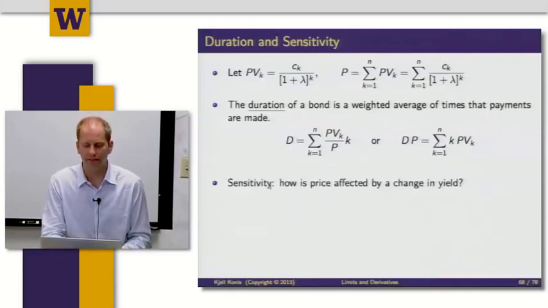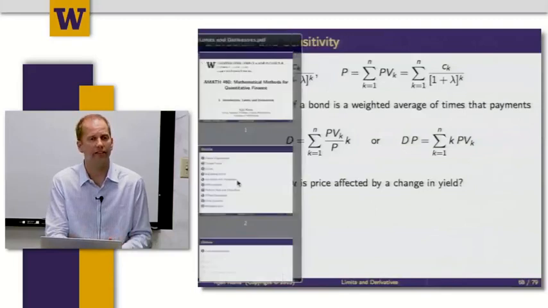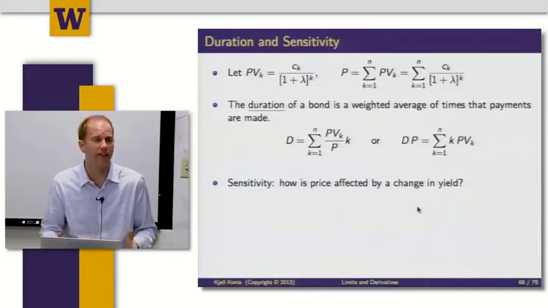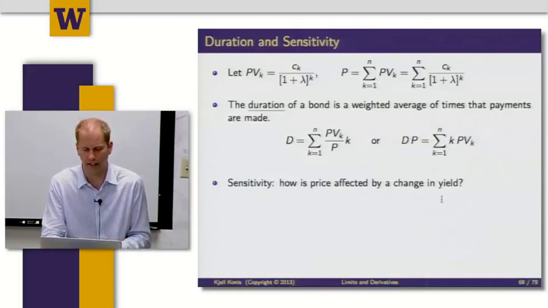So sensitivity is, suppose that this yield to maturity rate changes, what's going to happen to the value of the bond? So that's a sensitivity. If the rate changes a little and there's a big change in the price, we're going to say that's highly sensitive. And if the rate changes and the price stays pretty much the same, then that's low sensitivity.